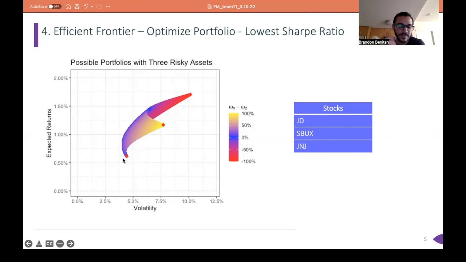So in terms of risk, it's a good option. If we look at the expected return, it's not a good option.